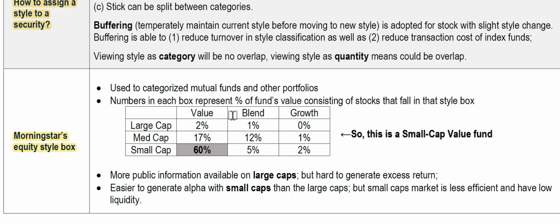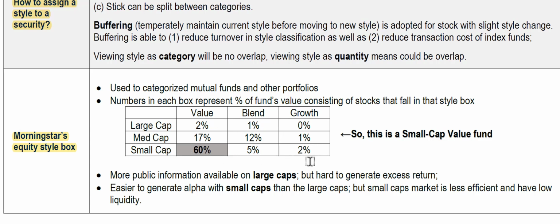So why is this kind of box important for us? Because, remember, a portfolio is a basket of different securities. So in order for us to look at what type of style your portfolio has, we can put our securities into these 9 cells of the matrix and look at the percentage of occupation in each cell.